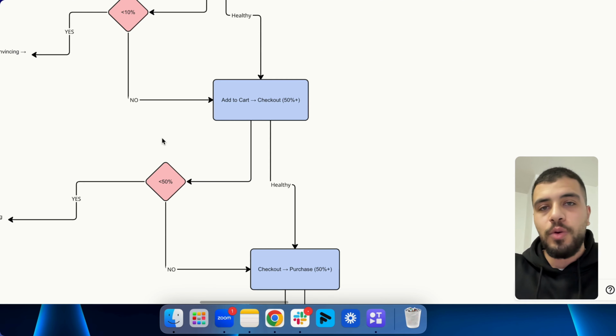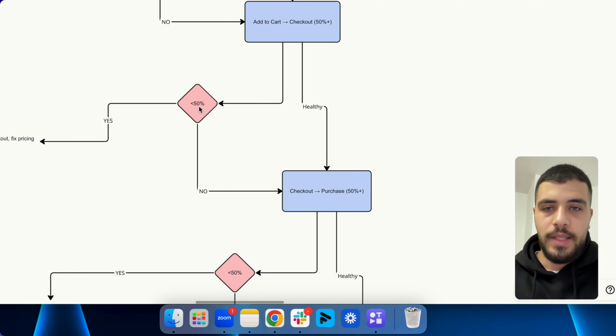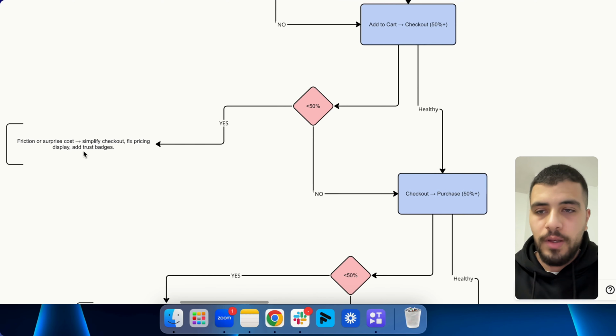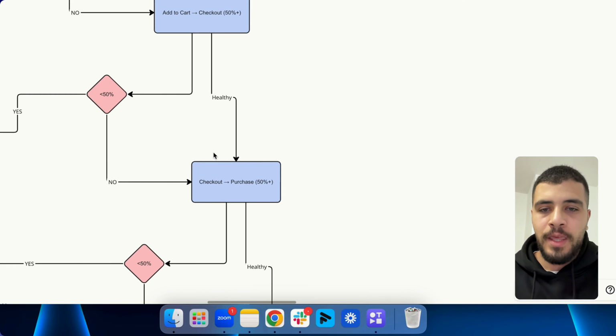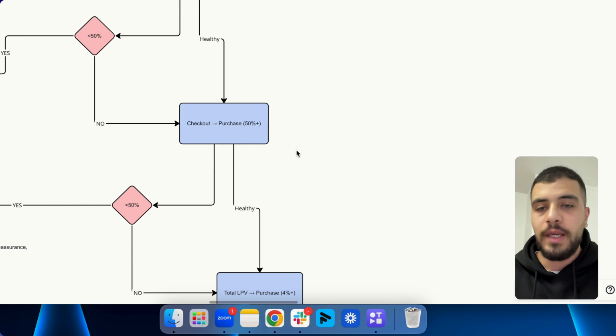Now, if it is above 10%, then we take a look into the add to cart to checkout ratio. So from the people who added to cart, how many moved to checkout? Ideally, I'd love to see this around 50%. If it's below 50%, then there is friction or a surprise cost, most likely. So we need to simplify checkout, fix pricing, and possibly add trust badges to help push people to move into the checkout.